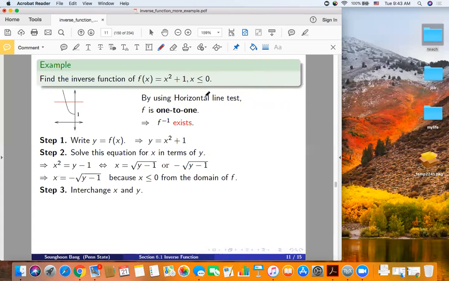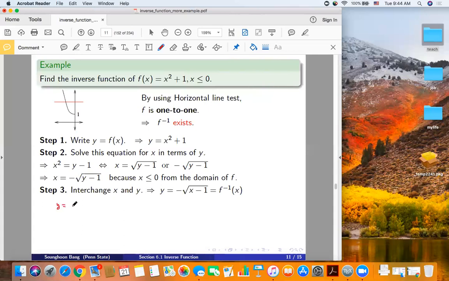Step 3, interchange x and y. You can replace x by y and replace y by x. So like this. That's it. This is the answer. So I'm going to answer the case. You can do the interchange; step 2 and 3 are possible. You can do it right from step 1.